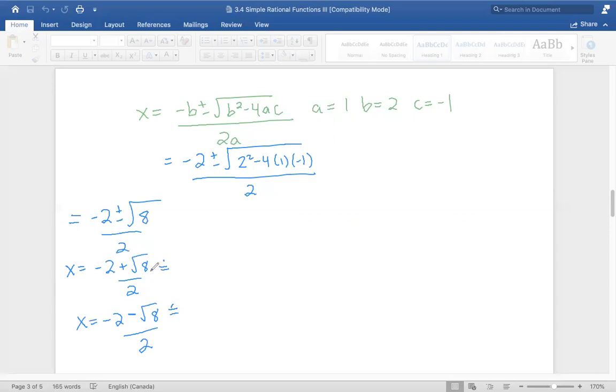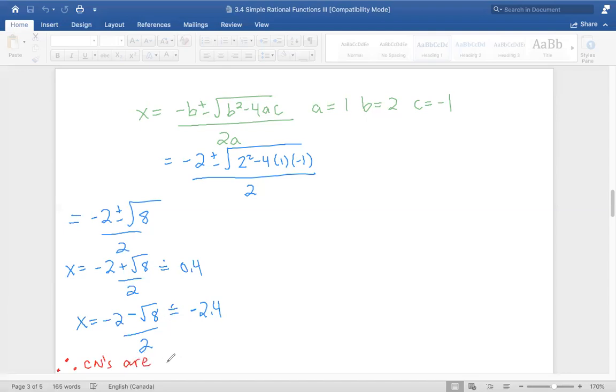-2 plus the square root of 8. Maybe if your calculator can do it in that order, -2 plus the square root of 8, then divide by 2. I have approximately 0.4. Then for -2 minus the square root of 8 divided by 2, I have approximately -2.4. So those are my critical numbers, right, for my chart. So something's happening around there.